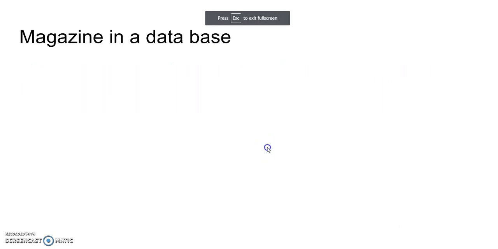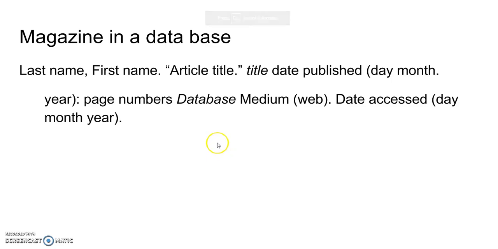So if I were to do a citation for this one, this is what it would look like. You do your last name, first name, just like the other one, your article title, the title of the magazine, the date published, set up the same way, day, month, year, colon, and then you give the page numbers, then you would give the database italicized, the medium, which in this case, because it's a database, would be web, then your date accessed.